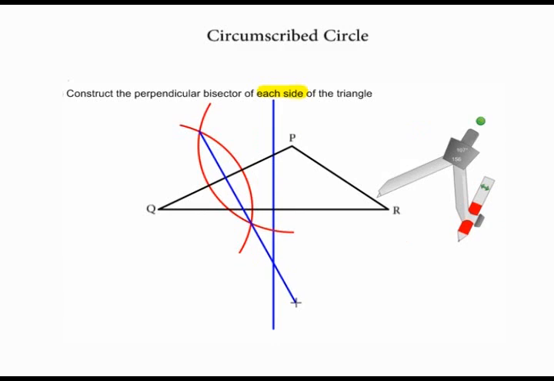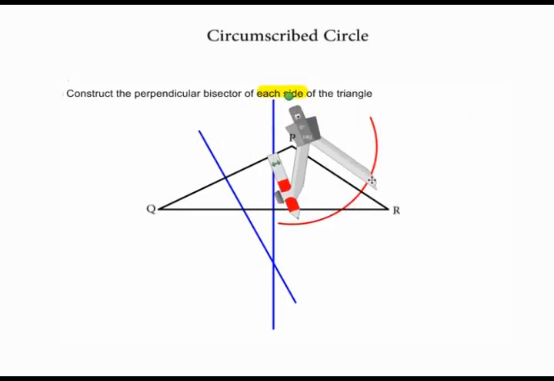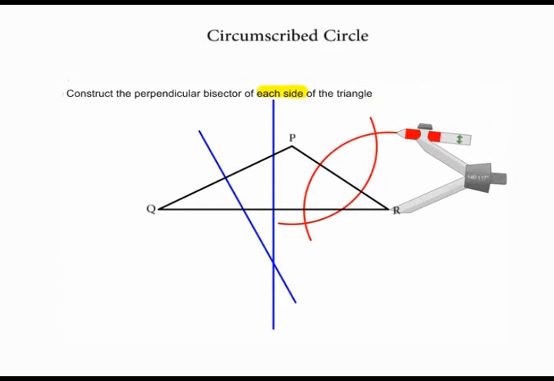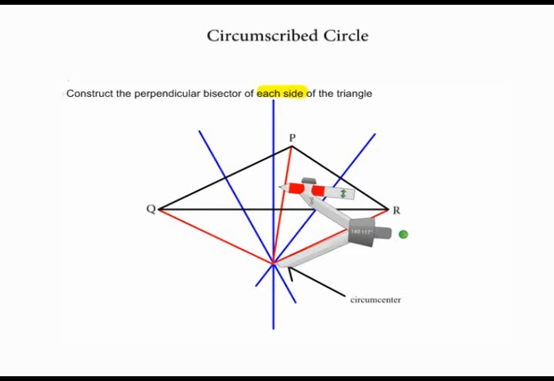And with those two, we already have the circumcenter. The third side is not necessary, and even if we were to do it, it will still intersect at this same point. If this O is the circumcenter, this distance is equal to this one and should be equal to this one. And now we can construct the circumscribed circle.